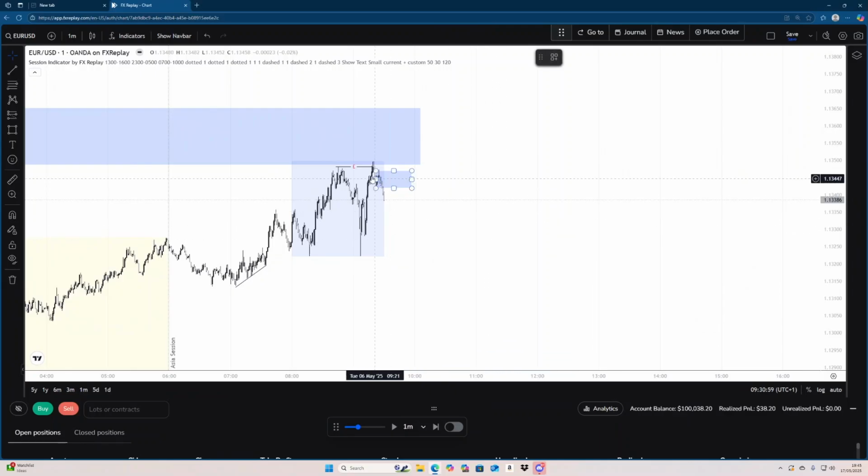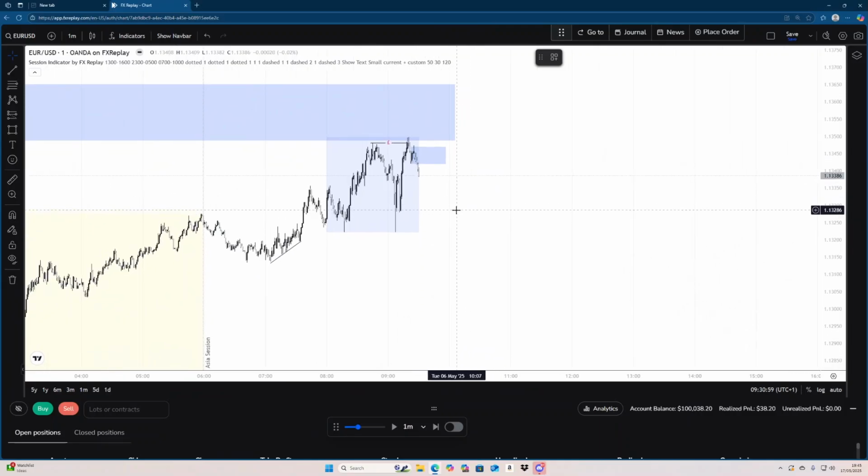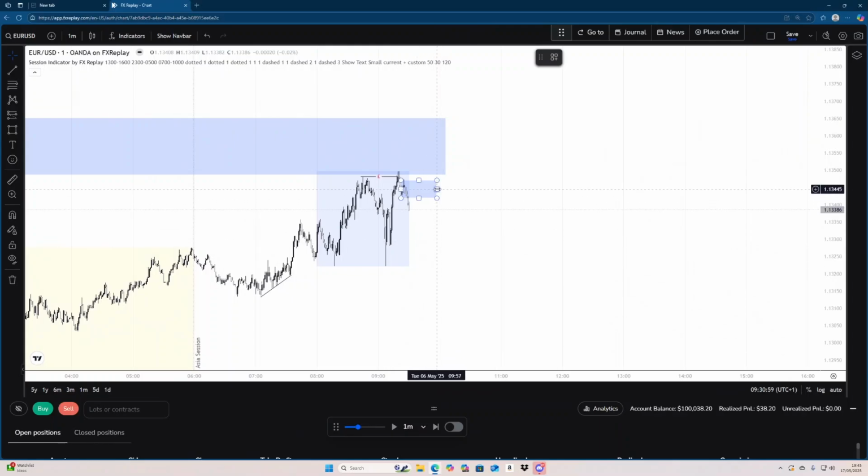So you can enter off it, or you can wait for more confirmation. Personally, I want to wait for the low. What do you guys think? I think you need to wait. Wait a little bit, play, and wait. Let's see what price makes. Let's tap into it.